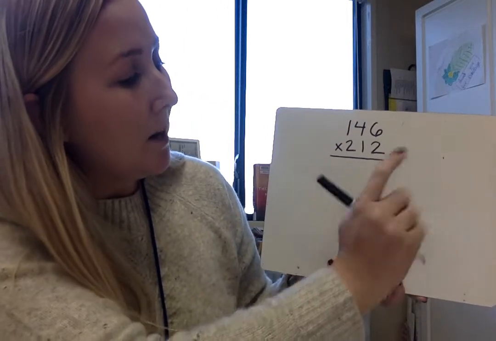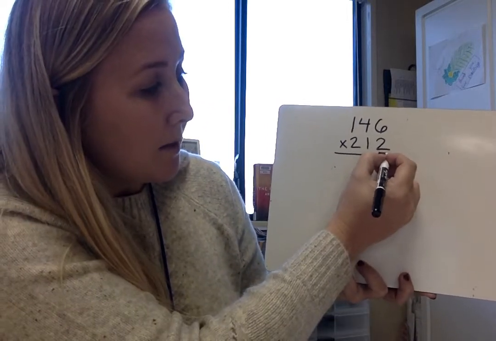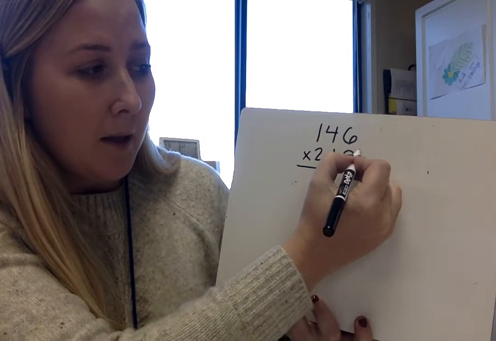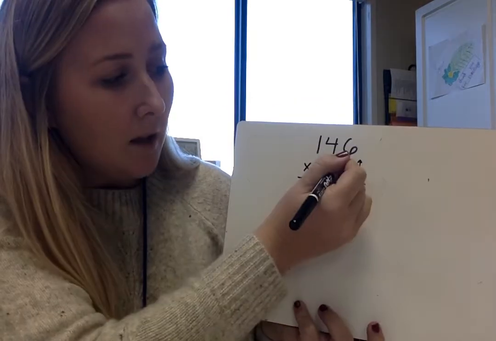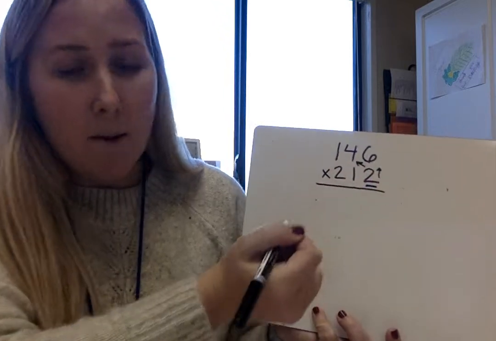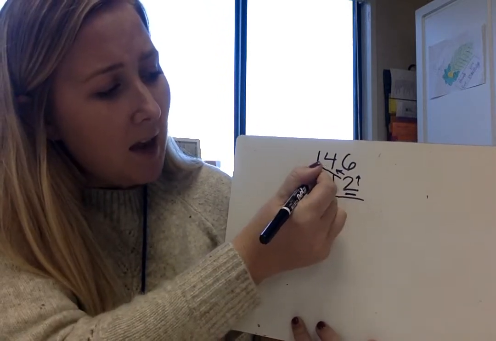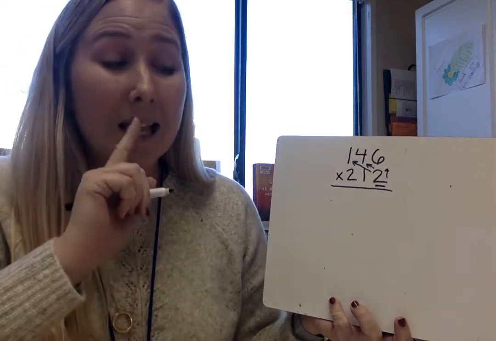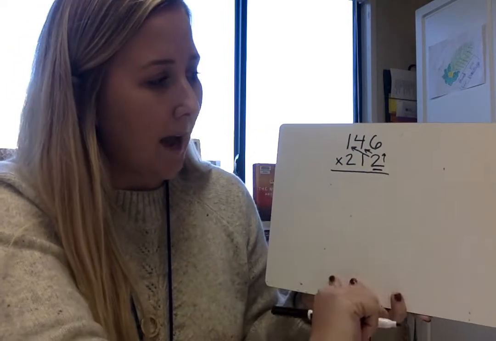My first step right here is I always start with the ones place. I'm going to start with the ones place on the bottom and multiply up by the top ones place, over to the top tens place, and then again to the top hundreds place. Watch me do it, and then watch how I put my work on the side.